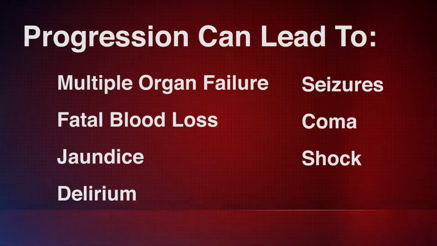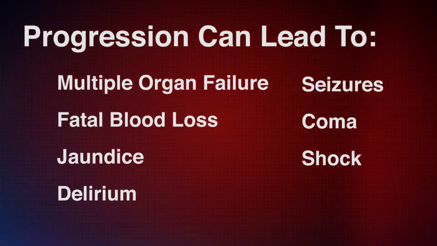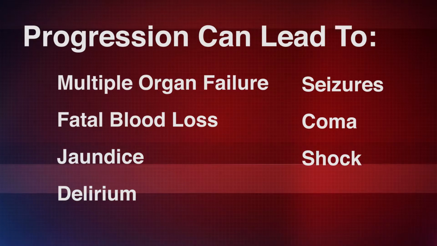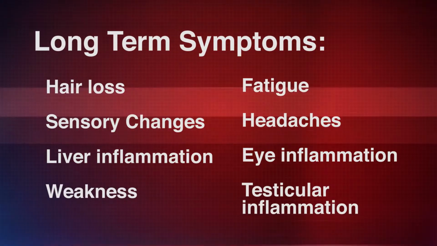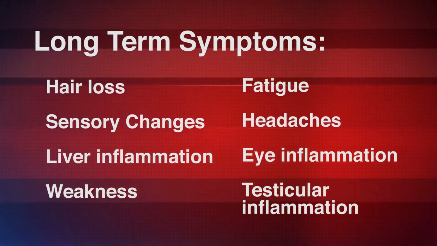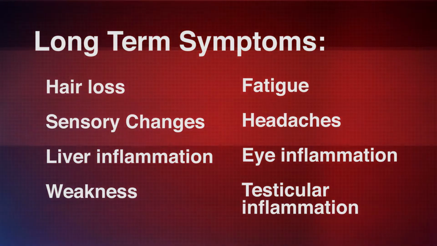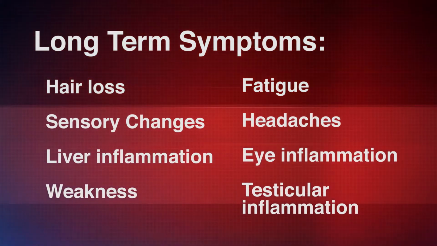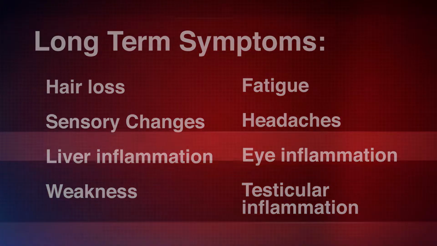As the disease progresses, it can lead to multiple organ failure, severe bleeding that can be fatal, jaundice, delirium, seizures, coma, and shock. For those who do survive, recovery is still very slow. Some of the long-term symptoms can include hair loss, sensory changes, liver inflammation, weakness, chronic fatigue, chronic headaches, eye inflammation, and testicular inflammation in men.